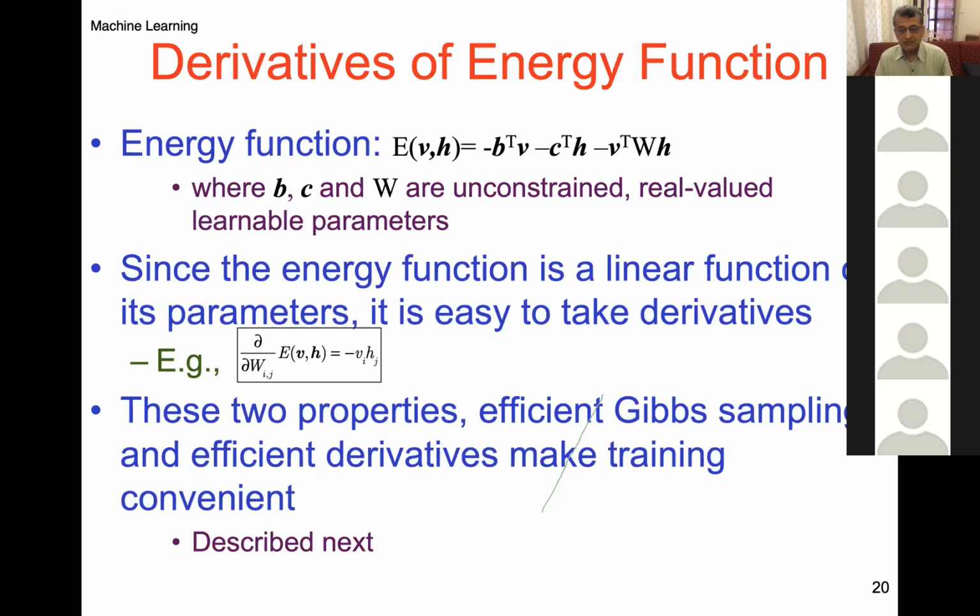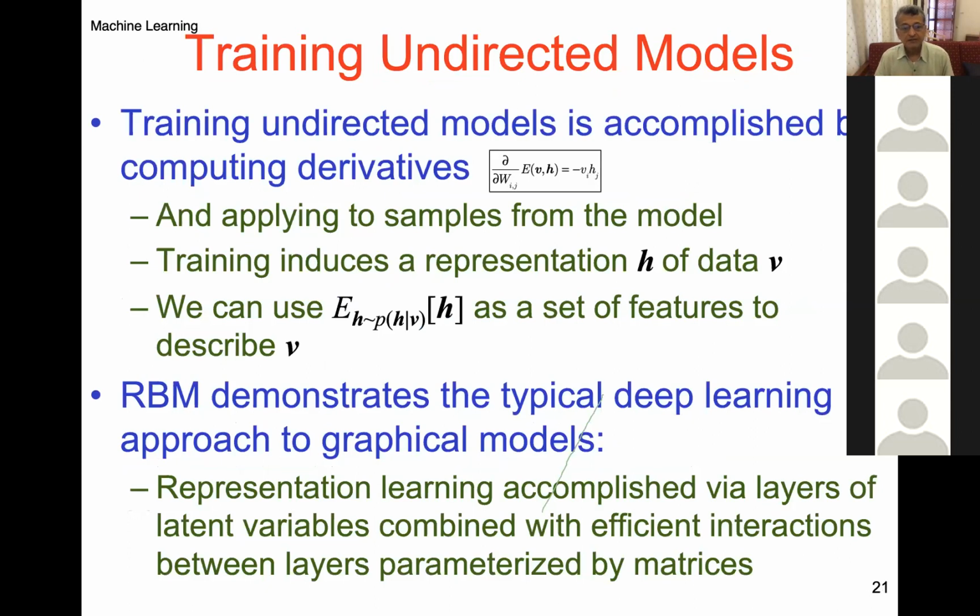And there are two things we have observed. We have observed Gibbs sampling. There is an efficient Gibbs sampling possible because the conditionals are easy to compute. And there is an efficient way of computing the derivatives. If you want the derivative of EVH with respect to Wij, it is nothing but Vi times Hj. Wow, the derivative is simply multiplying the current values of Vi and Hj, the units associated with the weight. So training undirected models is accomplished by computing the derivatives and applying them to samples from the model.